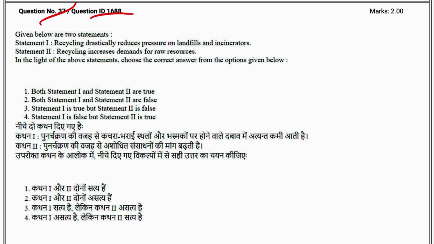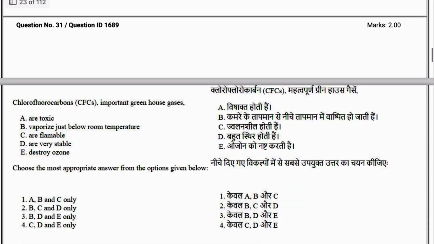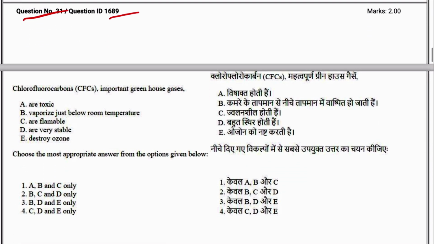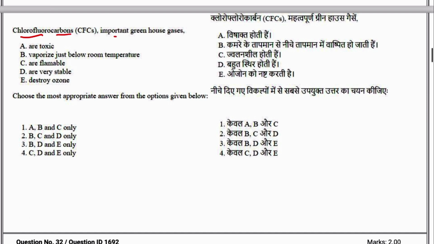Next is 88. Statement 1 is recycling drastically reduces pressure on the landfills and incinerators. This is correct. Recycling increases demand for raw sources. Wrong. So 1 is true, second is false, 3 is the answer. Next is 89. Chlorofluorocarbons, important greenhouse gases, are toxic? No, they are not. Vaporize just below room temperature? Yes. Flammable? No. They are very stable? Yes. Destroy ozone? Yes. So B, D and E are correct. 3 is the answer.